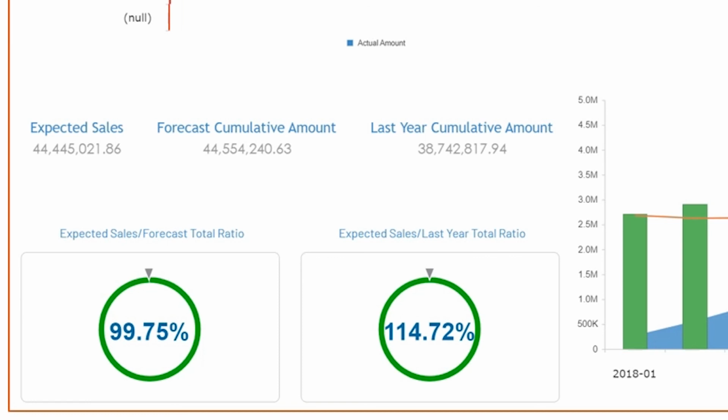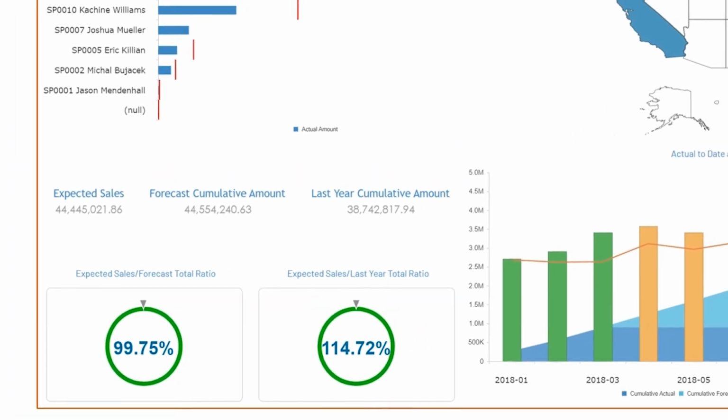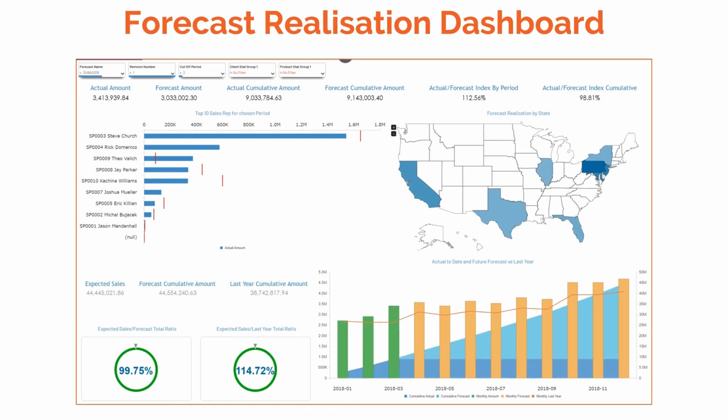So within a very short period of time, one can see a rich dashboard and get back to that first question when your management team comes along and asks you, how are we doing?